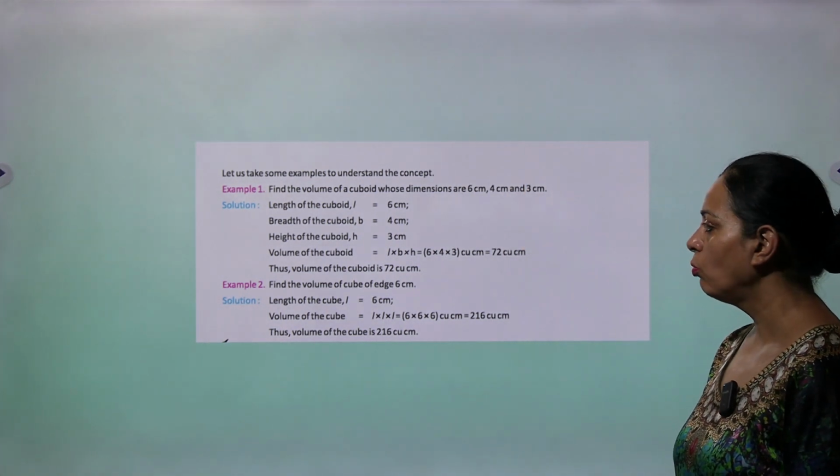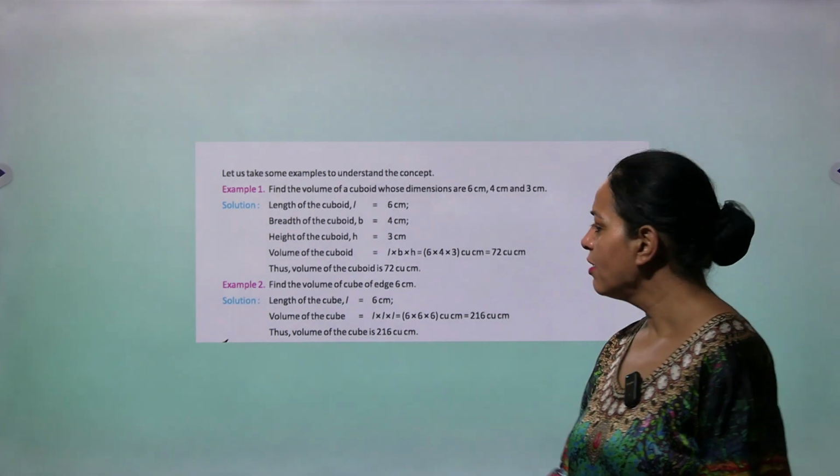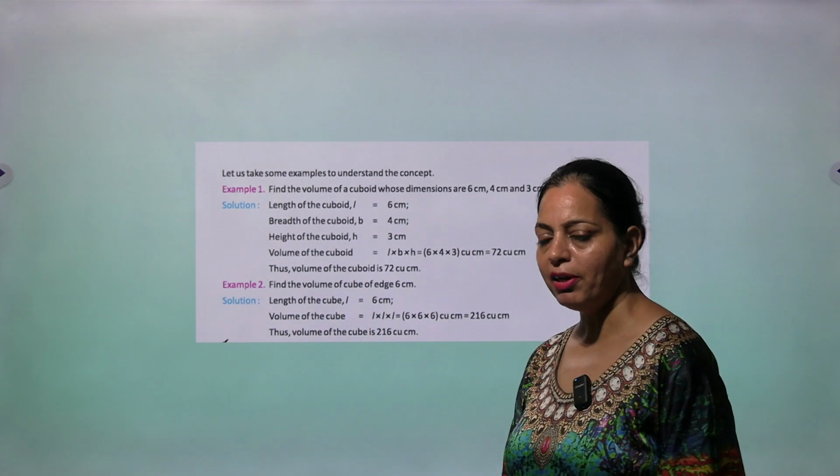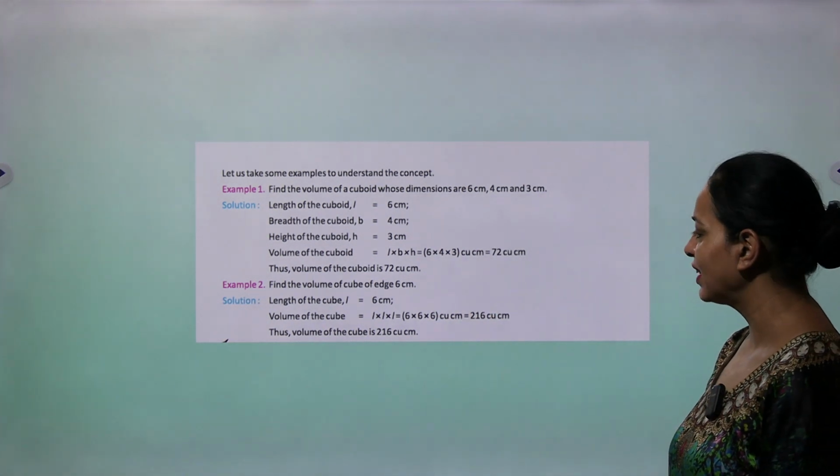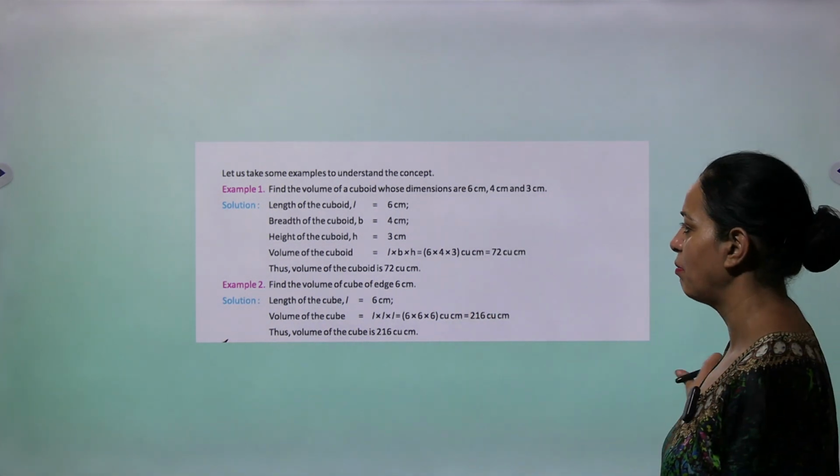Example 2, find the volume of a cube of side 6 centimeter. So length of the cube is 6 centimeter. So what is the volume of cube? 6 into 6 into 6, 216 cubic centimeter.